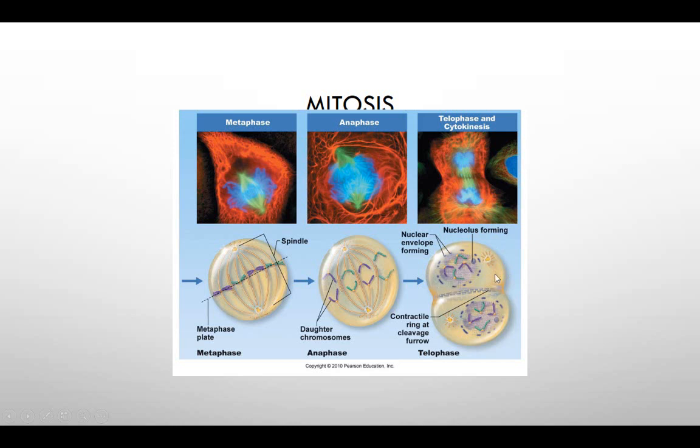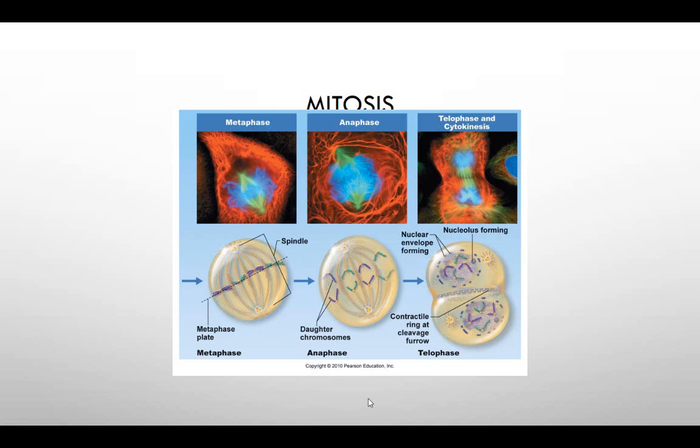And then the last thing that happens here is these two new daughter cells that are being created will split apart right here, and once they do, that's called cytokinesis, and that ends the whole process. And so this whole process of mitosis takes about 24 hours for a cell to move through.